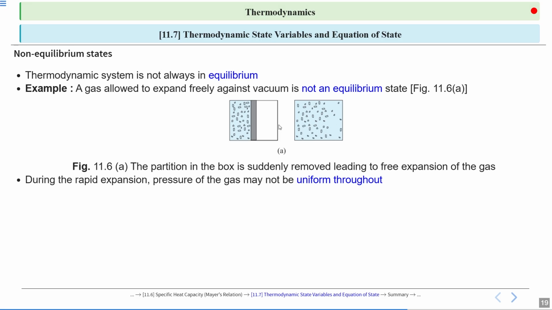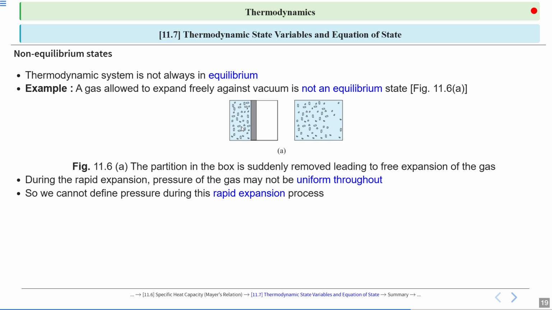During rapid expansion, the pressure of the gas may or may not be uniform throughout. It means when the partition is removed, there is a rapid expansion of the gas particles throughout the volume. So during expansion, we can say the pressure of the gas fluctuates. Some molecules have a higher pressure, some molecules have a lower pressure. So they are not uniformly expanded.